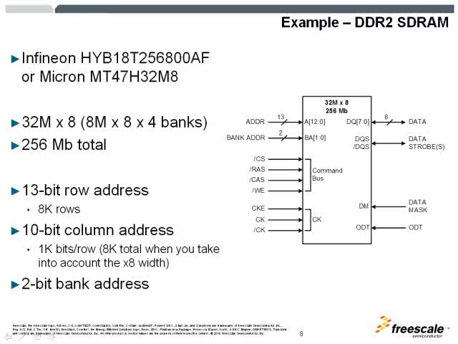The address and command bus is sampled by the rising edge of the clock signal, and the data bus is sampled by the rising edge and falling edge of the strobe.